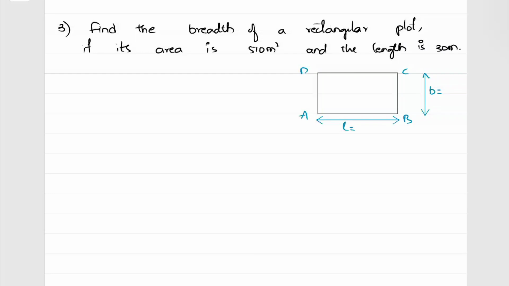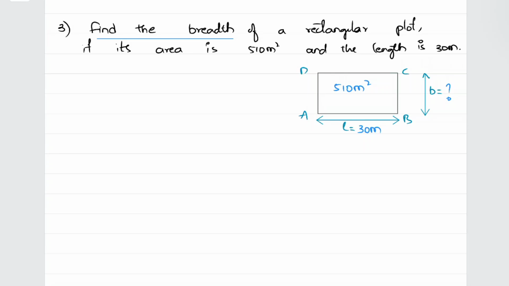Find the breadth of a rectangular plot if its area is 510 meters square and the length is 30 meters. So they have given the length as 30 meters. They are asking us to find the breadth. And what area have they given? The total area is 510 meters square.